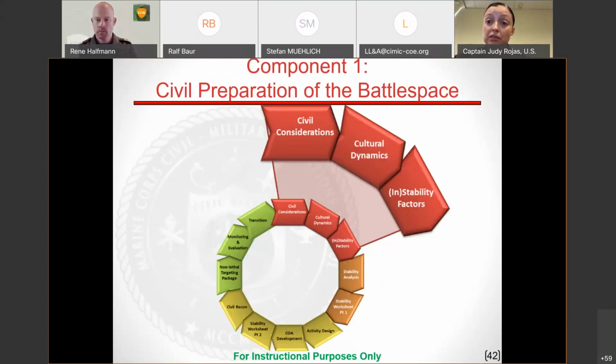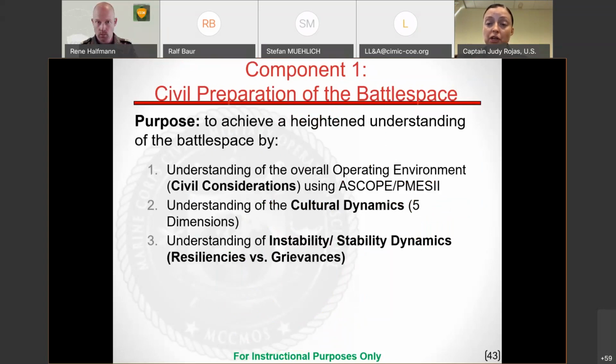All right, so component number 1, as we discussed, you look at civil considerations, culture dynamics, and instability through the CPB process. Next slide. The purpose of component 1 is to achieve a heightened understanding of that battle space. And you do that by firstly understanding the overall operating environment using ASCOPE-PMESII, those civil considerations, and understanding cultural dynamics. You specifically look at those 5 dimensions. And then number 3, understanding of instability and stability dynamics, which specifically is looking at those resiliencies and the grievances and comparing them to each other. Next slide, please.